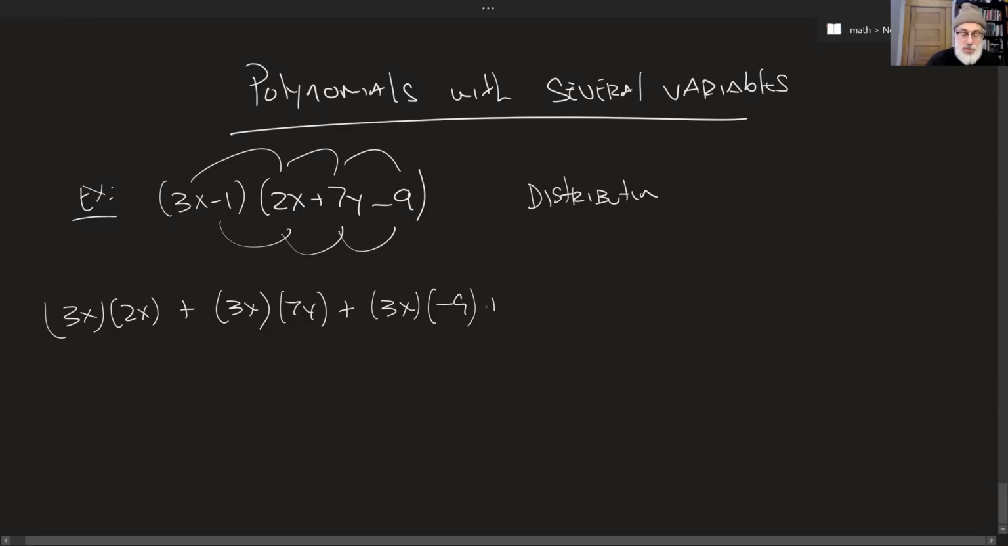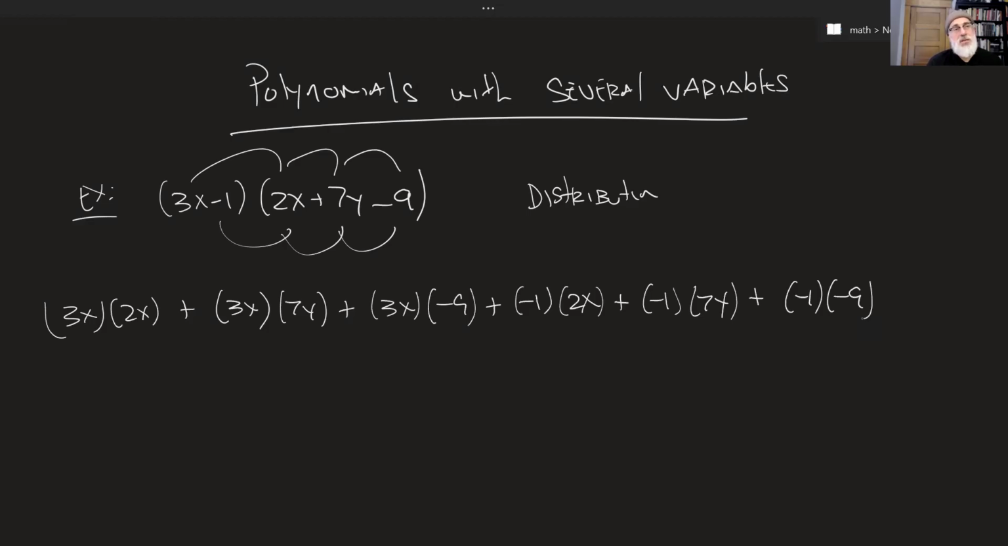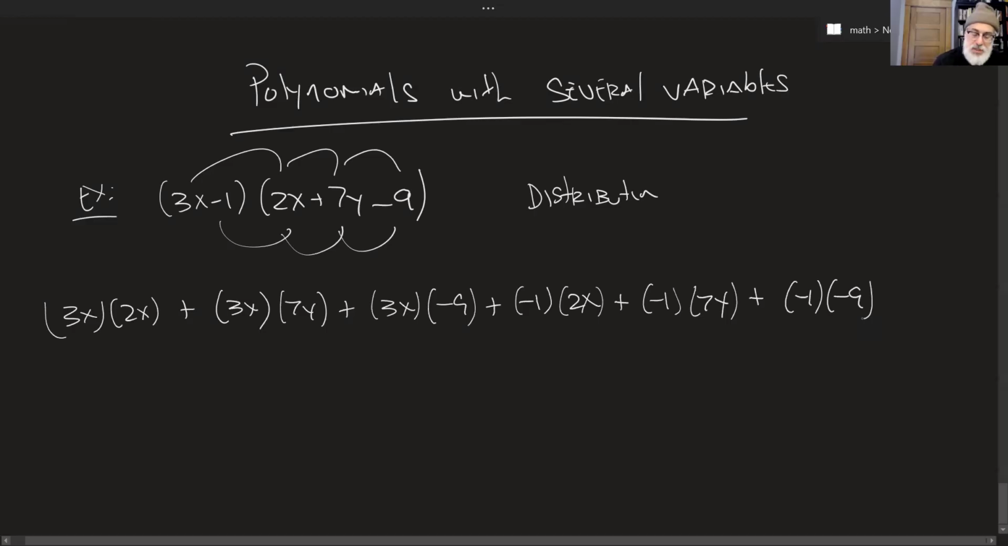Now we're going to distribute negative 1. So negative 1 times 2x plus negative 1 times 7y plus -1 times -9. All right, so that's the distribution. We distributed 3x and distributed -1. Now let's perform the operation.